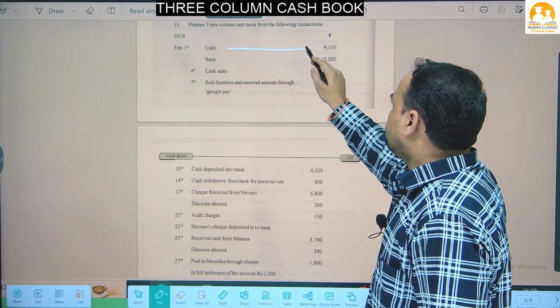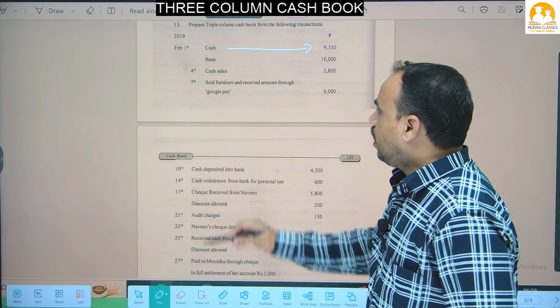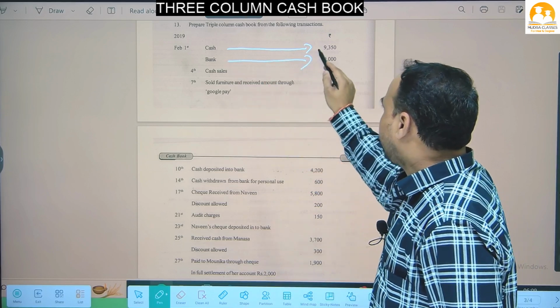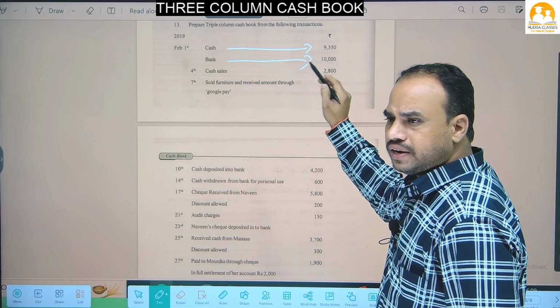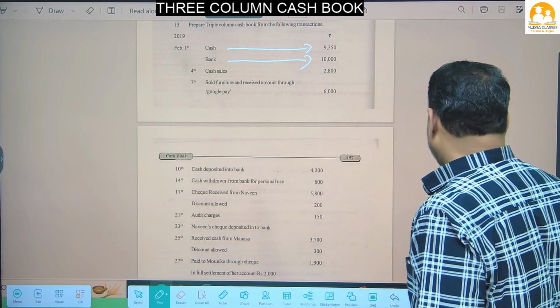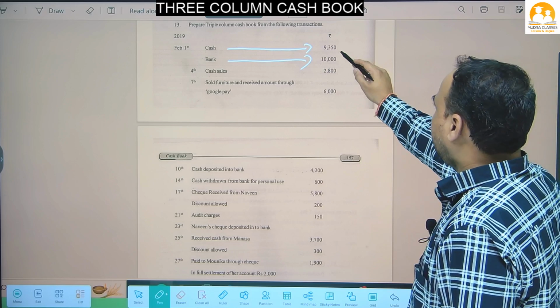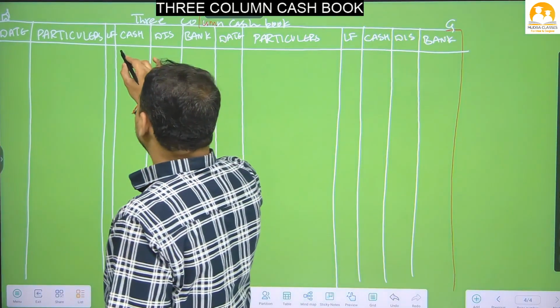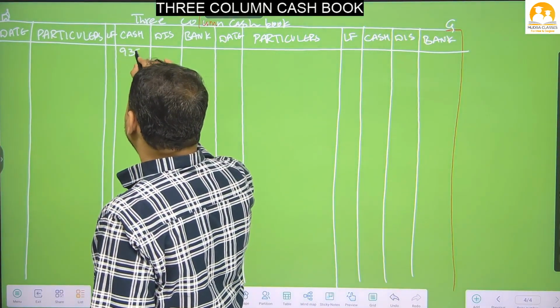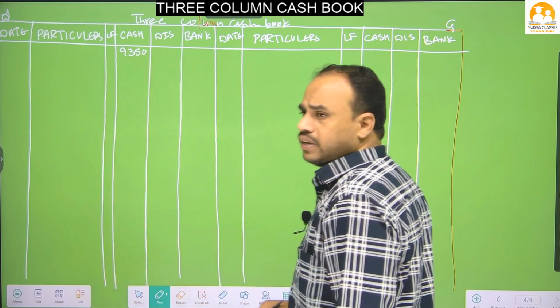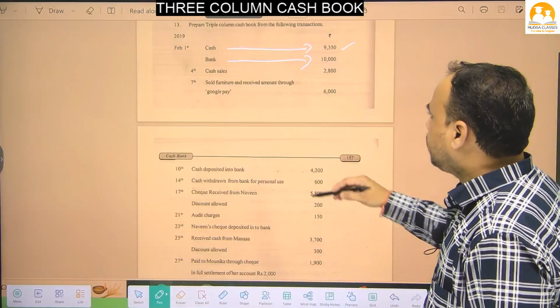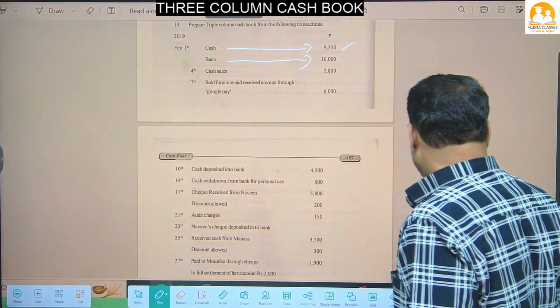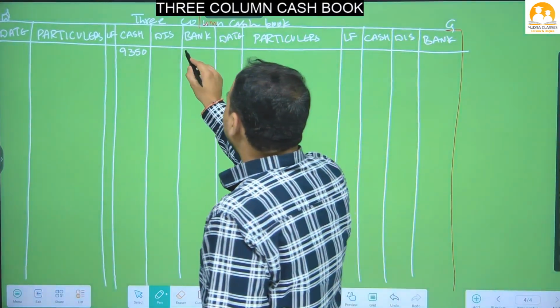What is given here? First item cash given, and what is given here? Bank. So cash write in cash column, bank write in bank column, debit side in 3-column cash book. So cash column, cash balance how much? 9350 given. So debit side cash column 9350. Okay, similarly bank balance how much given here? 10,000. So debit side bank column we have to write 10,000 rupees.